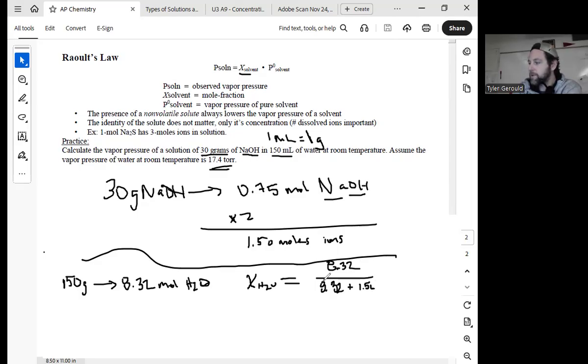So you can think of this setup as being pretty straightforward, pretty typical every single time: moles of water on top divided by moles of water on bottom plus whatever extra ions you get from the solute. So 8.32 divided by our sum on the bottom, and we get a mole fraction of water that's about 0.847.